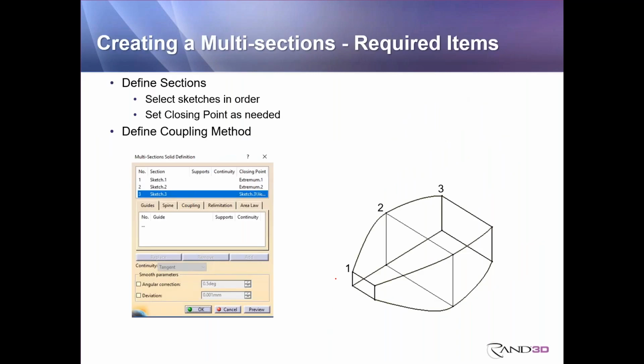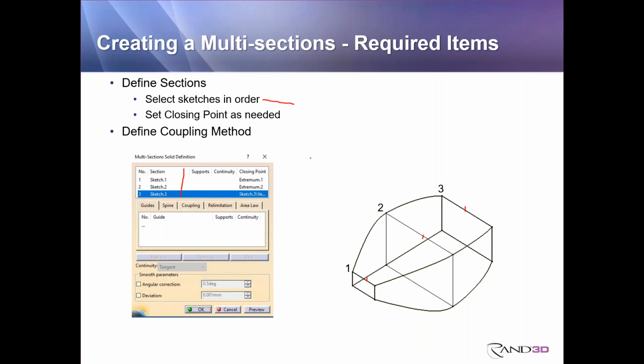Now, this is the dialog box that will come up. And again, there are two things that are required in order to make a multi-section. One is you first have to come up here and define those sections. And when you define them, you want to pick them in the order you want them connected together. I want to connect number 1 to 2, over here to 3 as I go along.